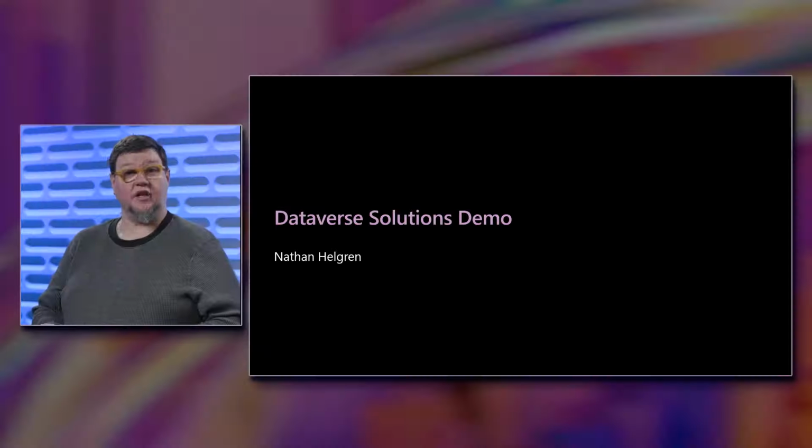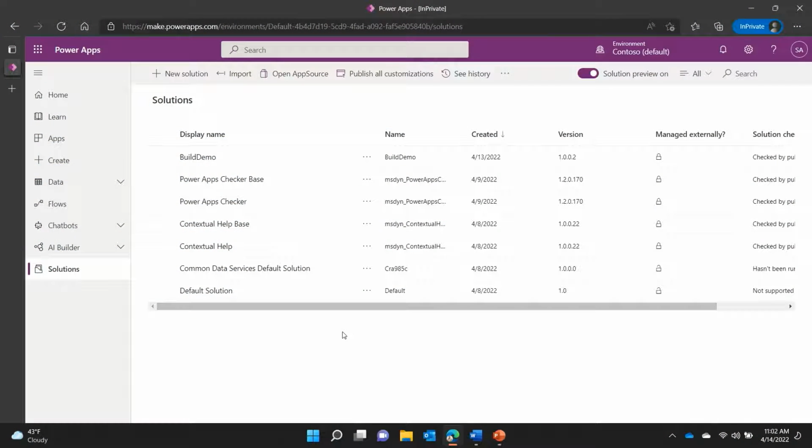So I'm going to take a moment now and walk through a demonstration of how to use the solution functionality in order to deploy apps. Here I am in a Power Apps environment using the Maker portal. And within the Maker portal, if you have solutions that are in place, you can select solutions and it will show you any solution you have installed.